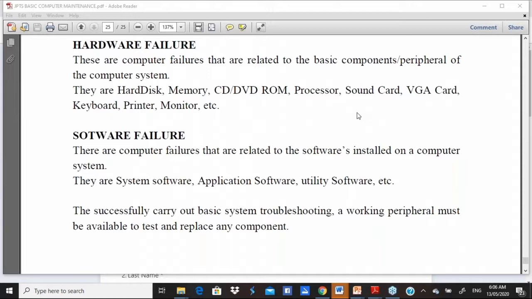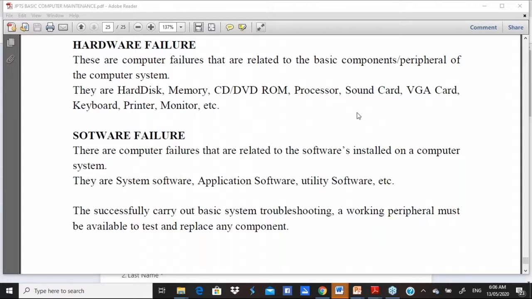Are you getting me now? Because let's say my memory card, for example, has an issue. If I don't have a spare memory card, how will I be able to detect that yes, it is the memory card that has the issue?